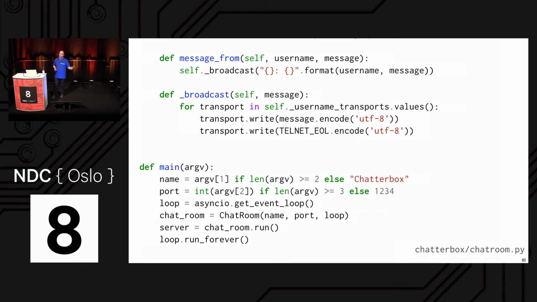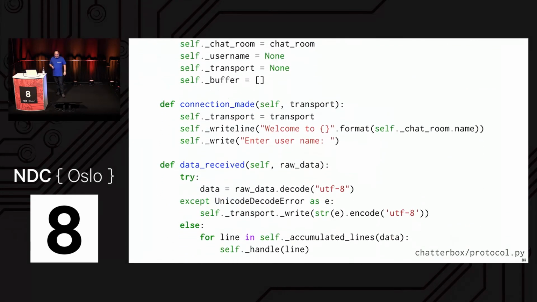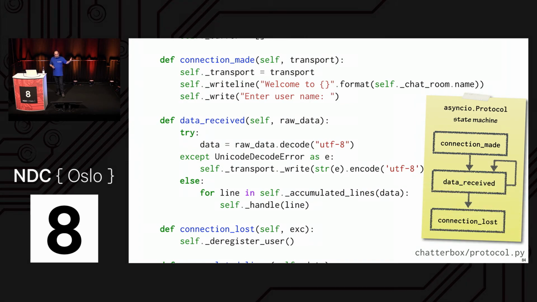What's important here is the protocol, which, as I said, is a callback-based API. So here's the protocol. One of these is instantiated for each new connection to the chat room. You can see it has a reference back to the chat room, and it corresponds to a particular username, and it will own a transport, which is the actual channel that we can use to communicate with the user. Here are the three functions that will be called, and the little state machine here. So asyncio will call, on your protocol, connection made exactly once, it will call data received as many times as data arrives, and it will call connection lost exactly once when you finish.